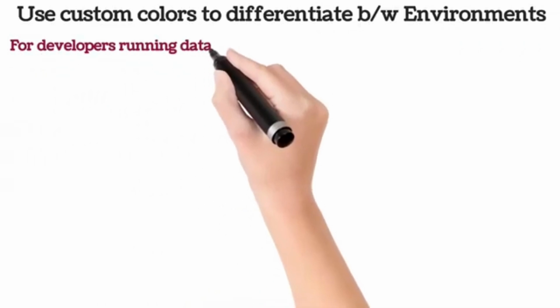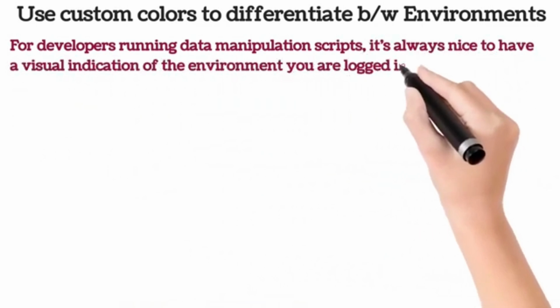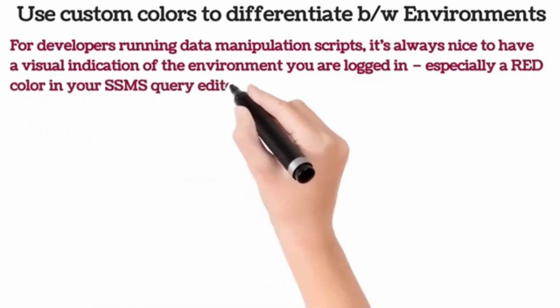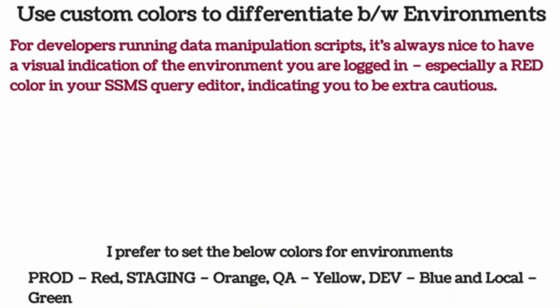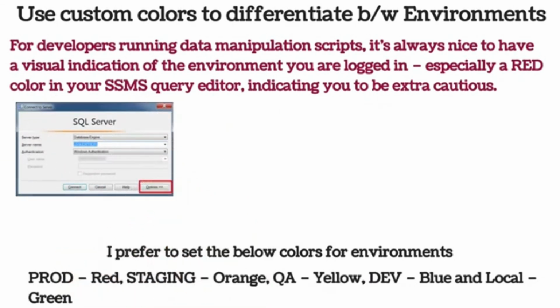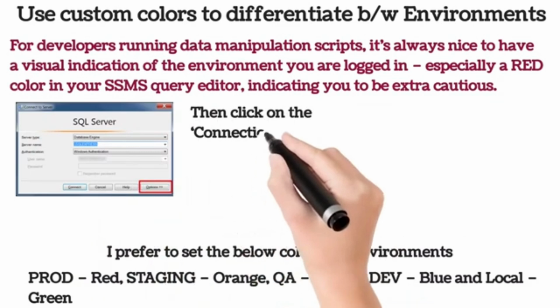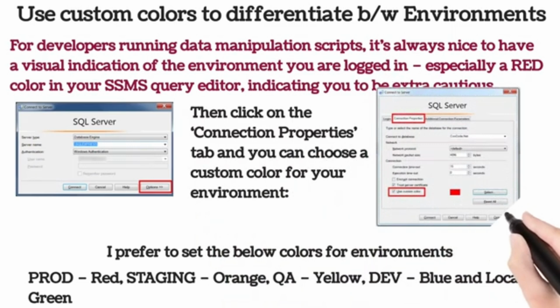For developers running data manipulation scripts, it's always nice to have a visual indication of the environment you are logged in, especially a red color in your SSMS query editor, indicating you to be extra cautious. Personally, I prefer to set the below colors for environments: red for prod, orange for staging, yellow for QA, blue for dev and green for local. When you are connecting to a SQL Server instance, you will need to click on the Options button. Then click on the Connection Properties tab and you can choose a custom color for your environment. Once you select a color for an environment, every time you log into that SQL Server instance, it will display the same color in the SSMS status bar.